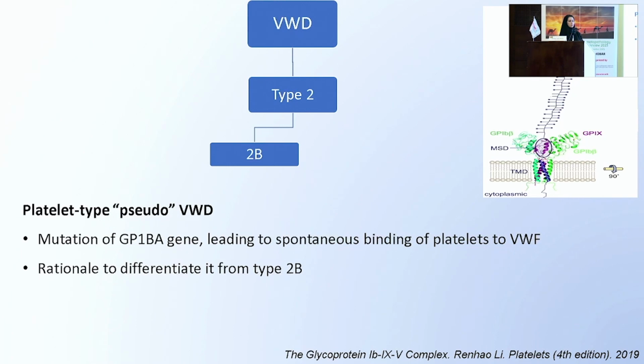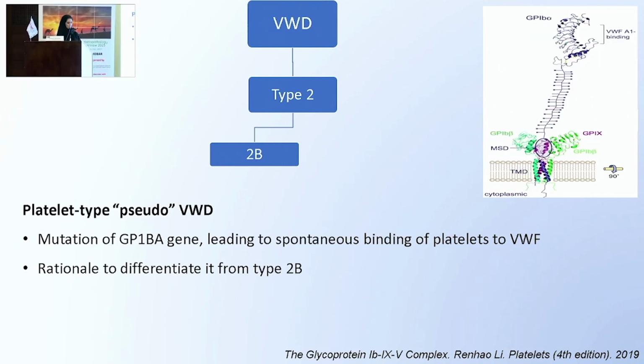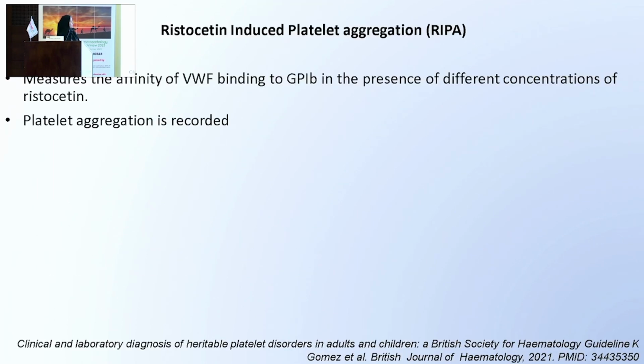When we talk about 2B, the other entity that mimics it clinically is the platelet type pseudo von Willebrand disease. It's caused by a mutation in the glycoprotein 1BA gene of the platelet rather than a mutation in the von Willebrand disease. And there is rationale to differentiate between these two entities. In terms of the therapy, if the patient needs replacement, will you give platelets or VWF concentrates?